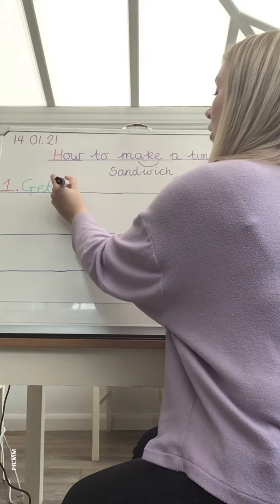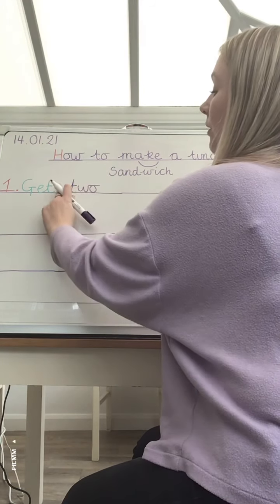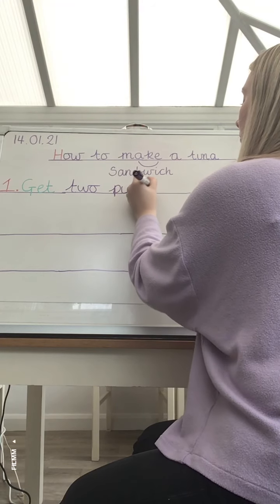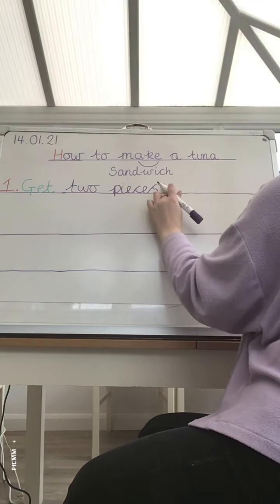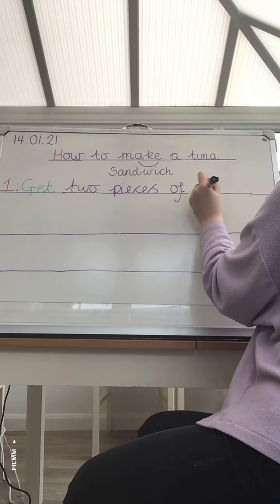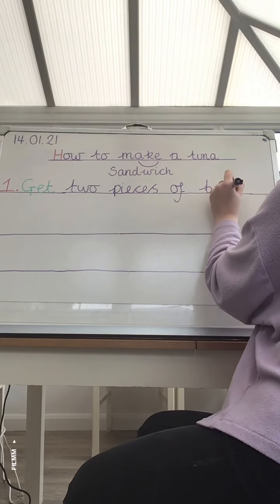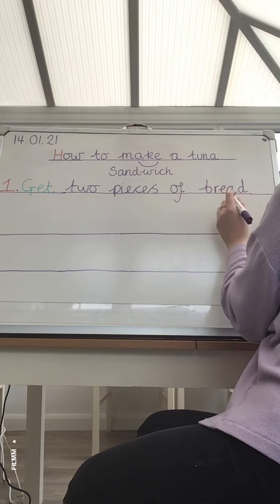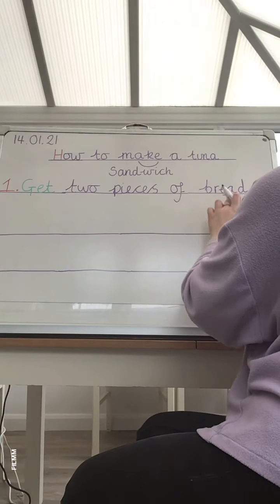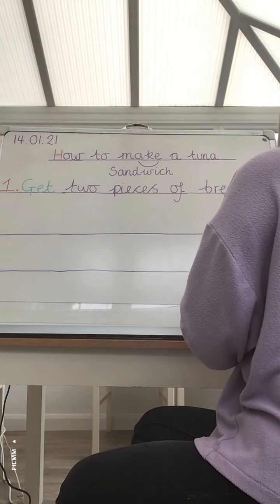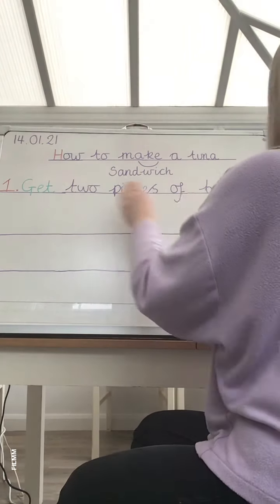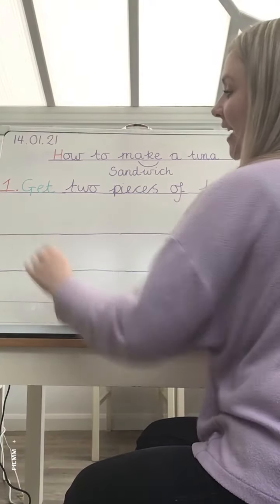Get 2, making sure I've used a finger space, pieces, another finger space, of, finger space, bread. Now in the word bread, it sounds like an e sound, but it's actually an ea digraph, tricking us. So get 2 pieces of bread. At the end of my instruction, I'm going to put a full stop to show the reader that that instruction has finished, and then we're going to move on to the next one.